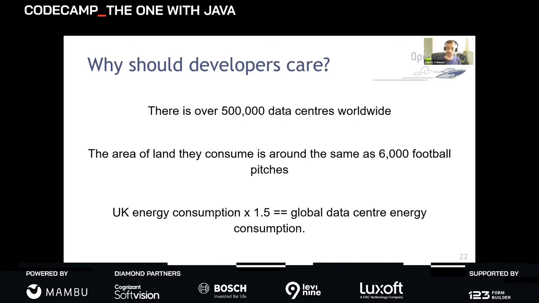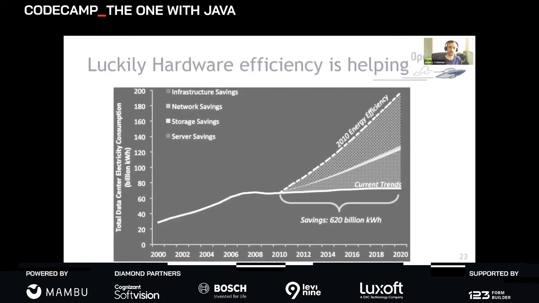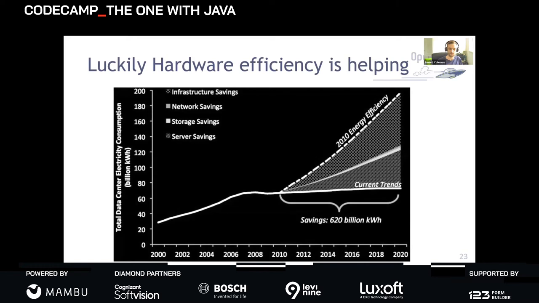Now, it's not all doom and gloom, because the hardware engineers have been coming to our rescue and basically taking our hardware and making it much, much more energy efficient. So if you look at this graph, if it wasn't for the hardware engineers working very hard to make their hardware efficient, we would be following the trend here, and we'd be using a lot more energy than we currently are in our data centers.